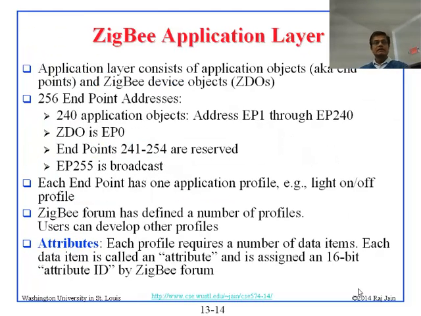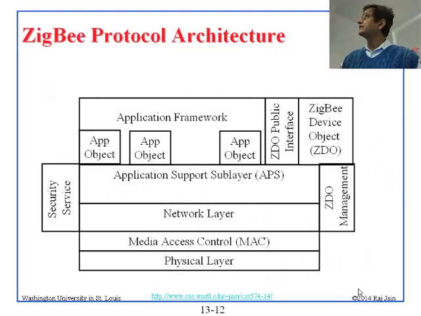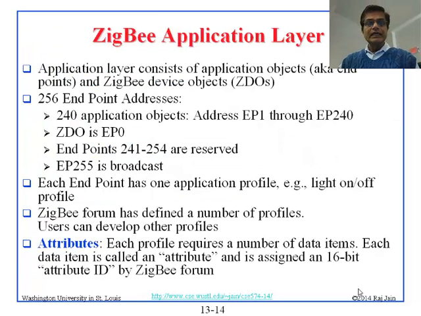So one more time, the application layer consists of the endpoints and the ZDO object, only two sets of items, because you have these many objects, up to 240 of them, and then you have the ZDO and the interface between them. 256 endpoints theoretically, but only 240 are allowed, and the ZDO itself is endpoint 0, and 241 to 254 are reserved, so you get from 1 to 240. 255 is the broadcast. So that's all the port numbers you have here.